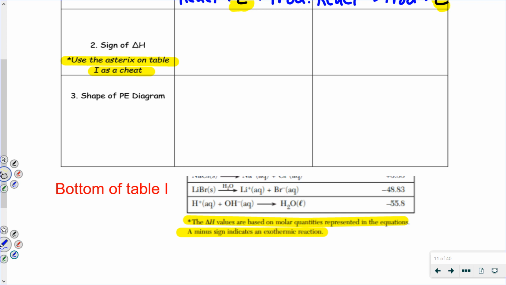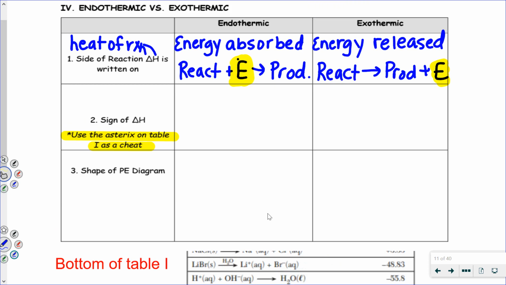What this says is the delta H values are based on molar quantities. You don't really need to know that part. But right here, it says a minus sign indicates an exothermic reaction. So if your delta H is negative, it is exothermic. So that's kind of a cheat. You don't have to memorize that. Use the bottom of table I. So if your heat of reaction is negative, that's exothermic, meaning heat's being released. The flip side is true for endothermic. If your delta H is positive, that means that it is endothermic.